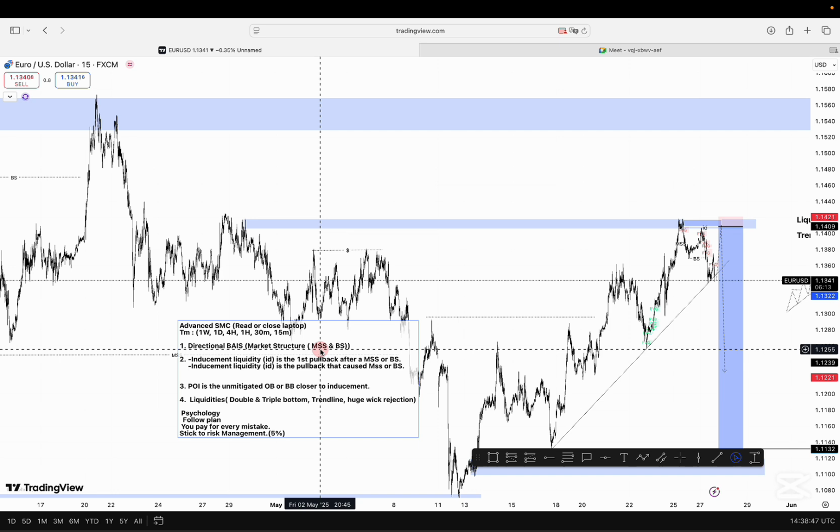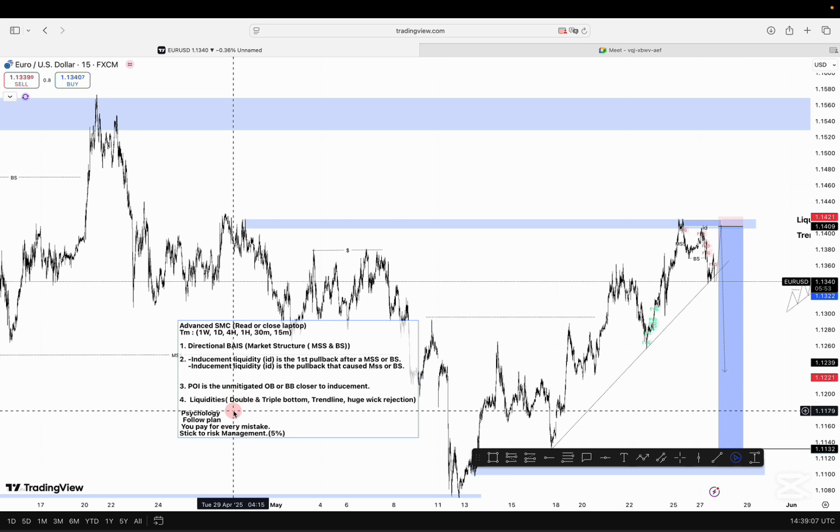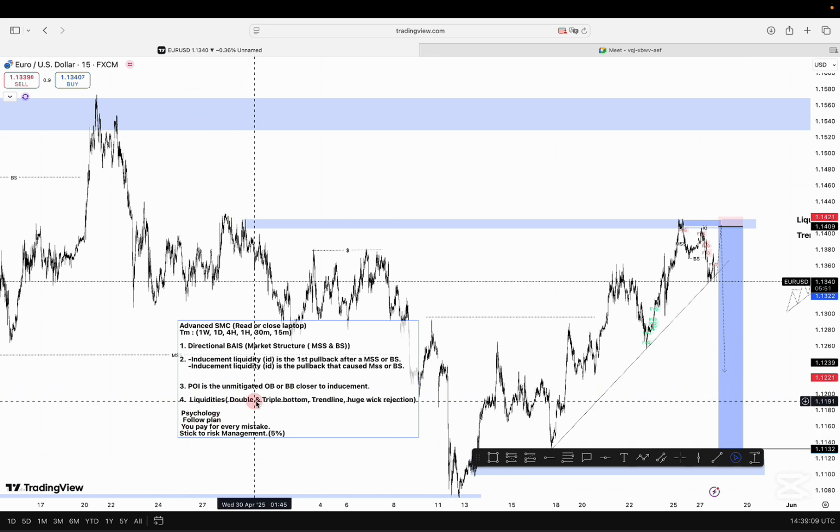The first pullback after a market structure shift, if it is reversing, you identify your order block as your point of interest, or your POI. If the breaker block has the inducement closest to it, you take the trade from the breaker block and ignore the order block. Then you take your profit from a trend line liquidity or a double bottom or double top liquidity.